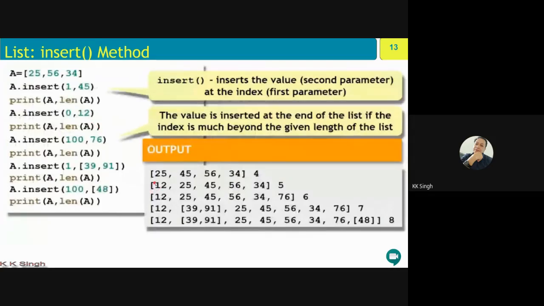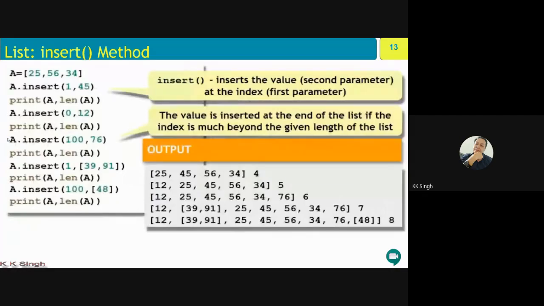See the example. Okay. See the next element. If you see A dot insert 0, 12, that means in the beginning 12 is inserted, whose index now becomes 0. Number of elements are 5 and the length is 5. Now come to this position. A dot insert 100, 76.